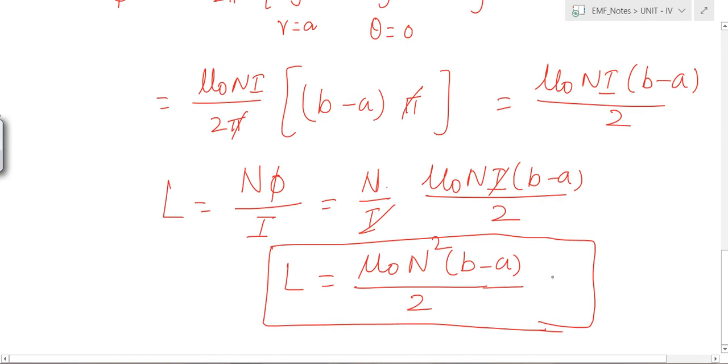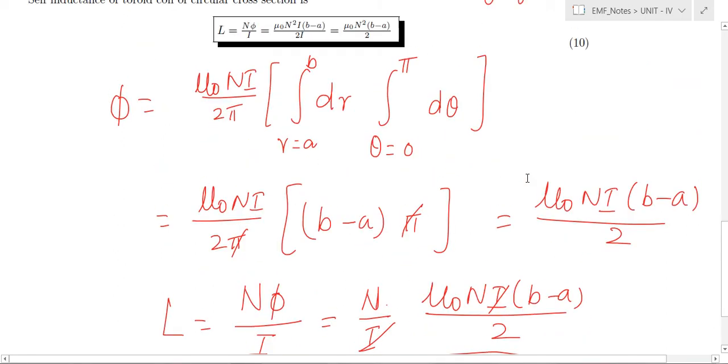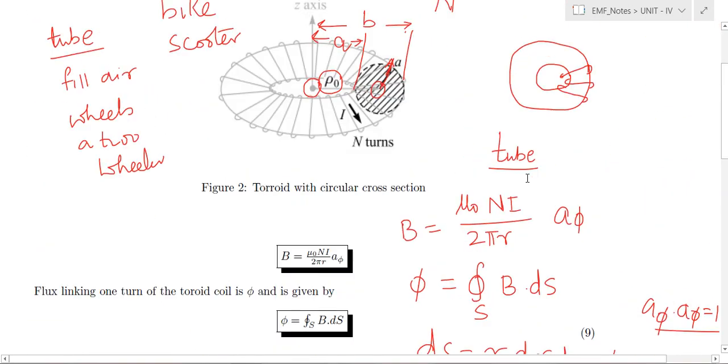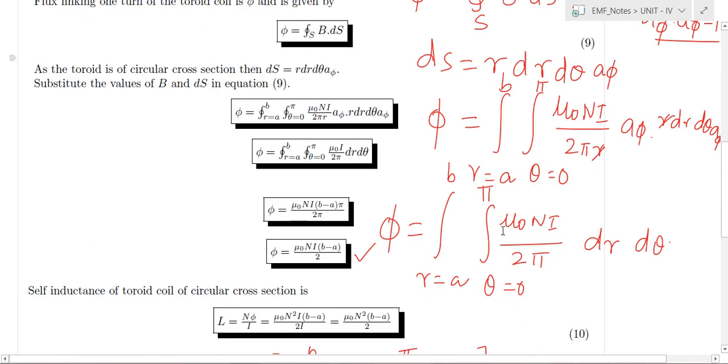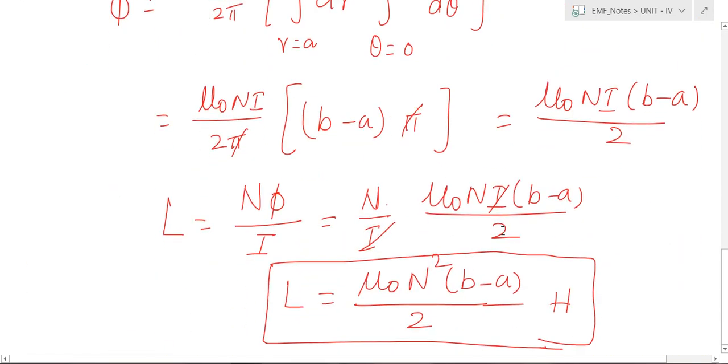As you know, the unit of inductance is Henry. So the inductance of a toroidal coil is L equal to mu naught N squared into (b minus a) divided by 2. Okay, so this is how you can evaluate the inductance of a toroidal coil.